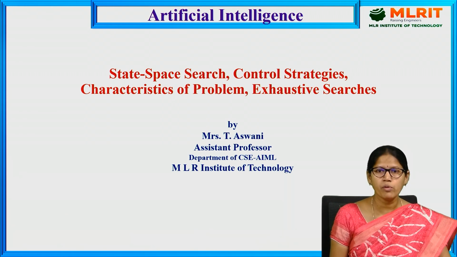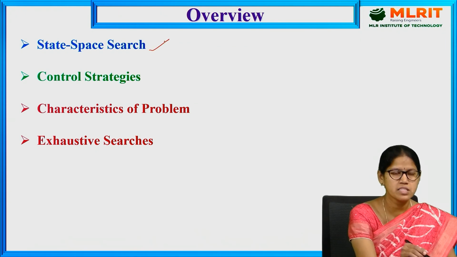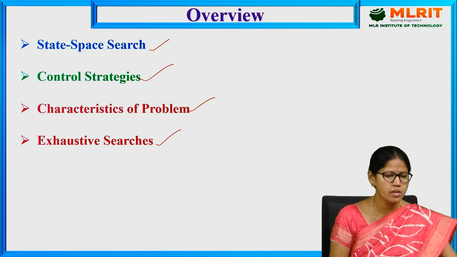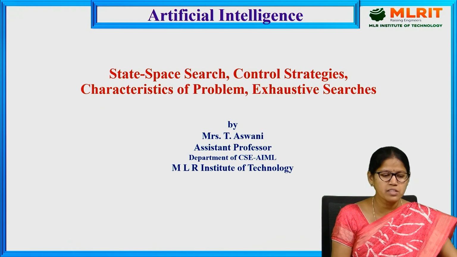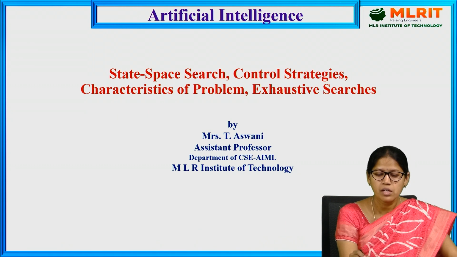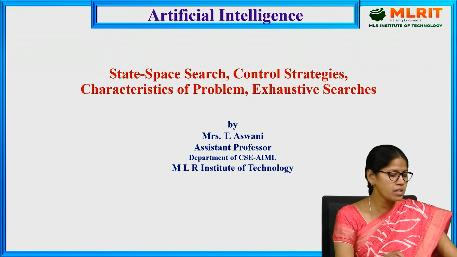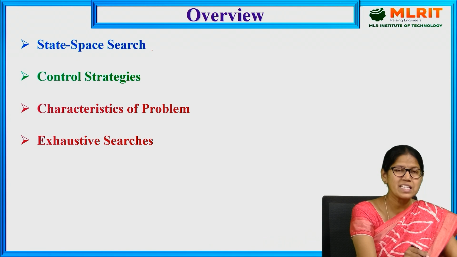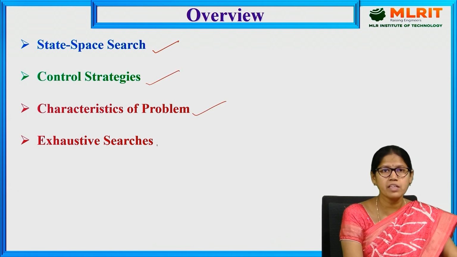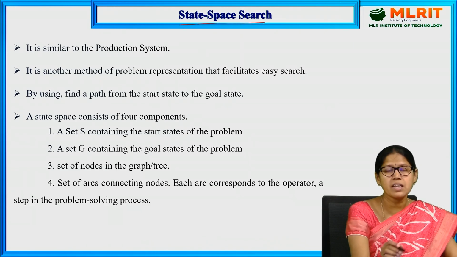Let's see today's overview of the presentation: state space search, control strategies, characteristics of a problem, and exhaustive searches. So in the artificial intelligence course, today we are going to deal with state space search, control strategies, characteristics of a problem, and exhaustive searches. Let's see the first one, state space search.